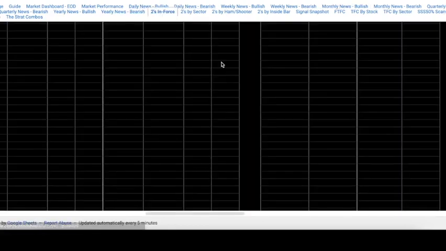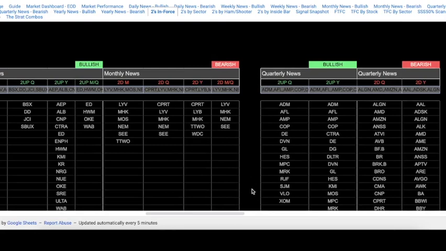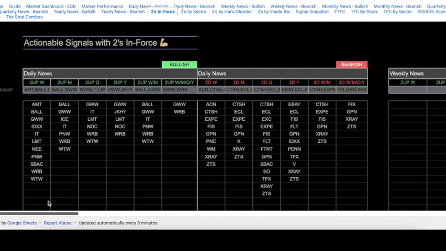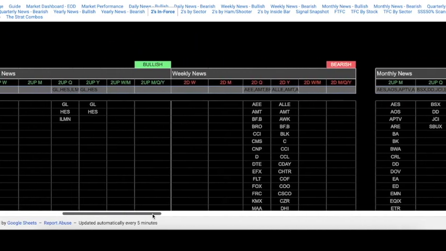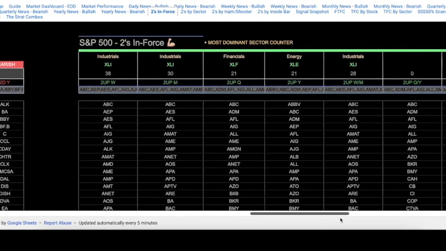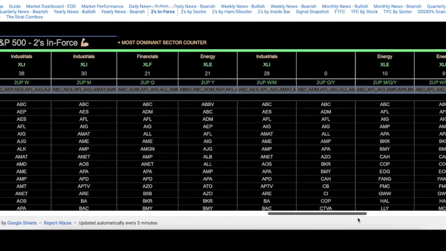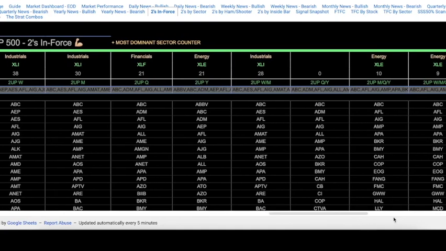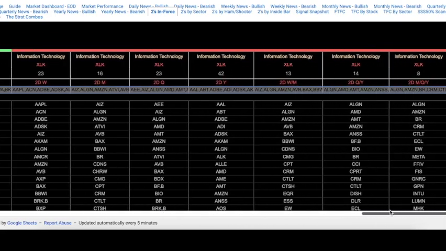So then these twos and fours is also really cool because it gives you the actionable signals by the day, bullish or bearish, by the week, by the month, quarter, year, and so forth. And then it gives you a list here with the sectors and kind of what they're doing, whether they're green or red.